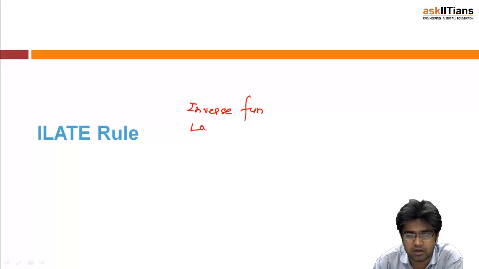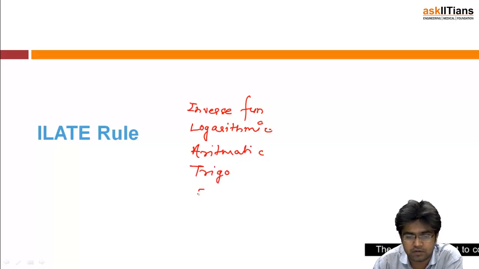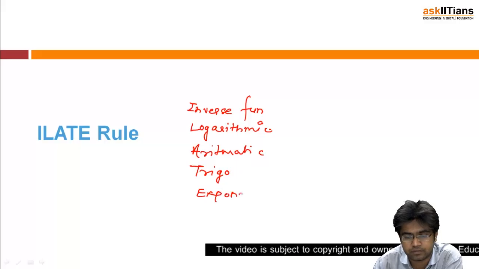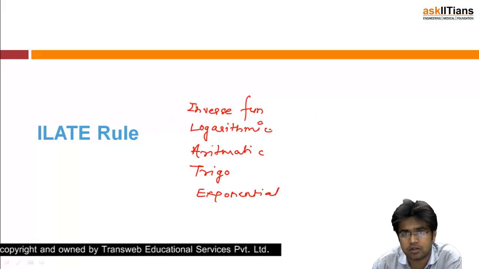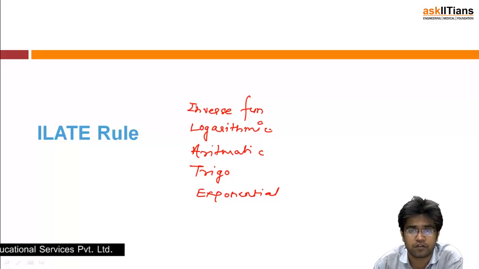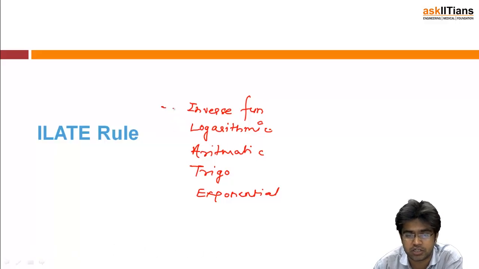L stands for logarithmic. A stands for arithmetic. T stands for trigonometric, and E stands for exponential. Okay, so these are the order of tough functions to integrate. Obviously inverse function is a very tough function to integrate, and then all these functions. Now, whoever is up in the order, you are going to take it as u.